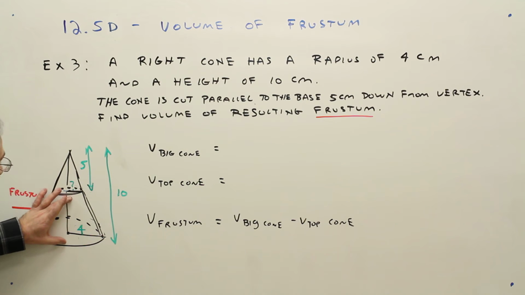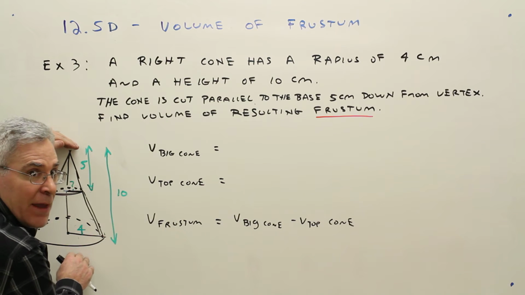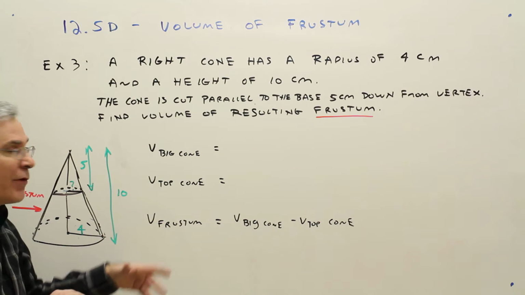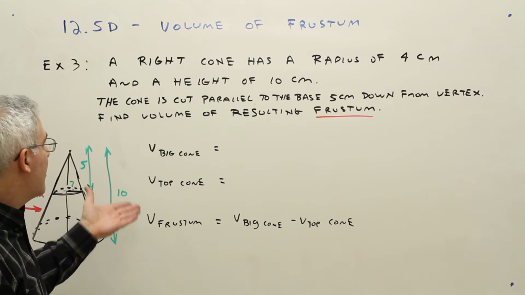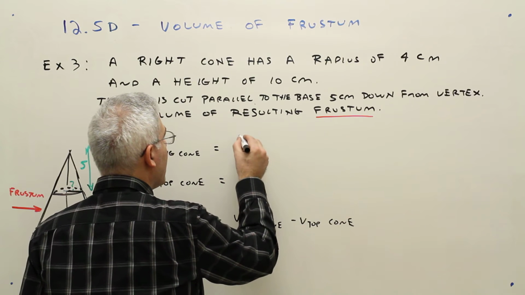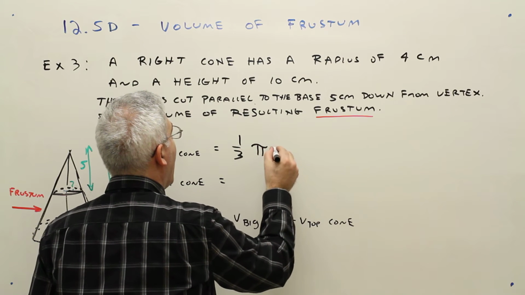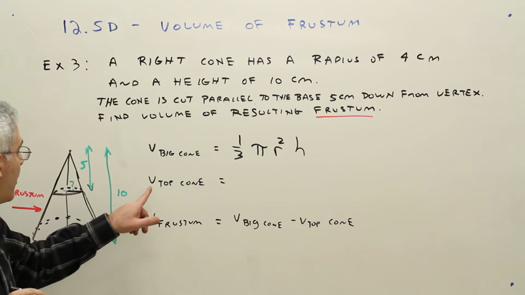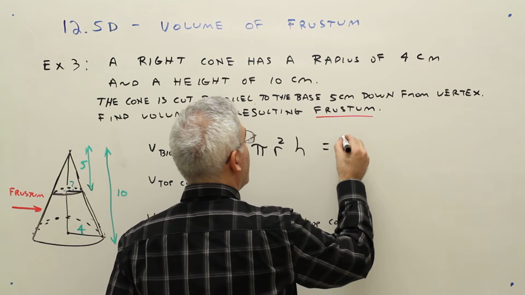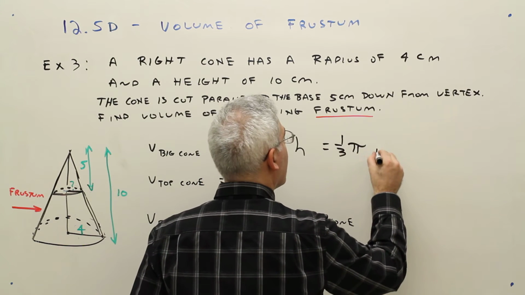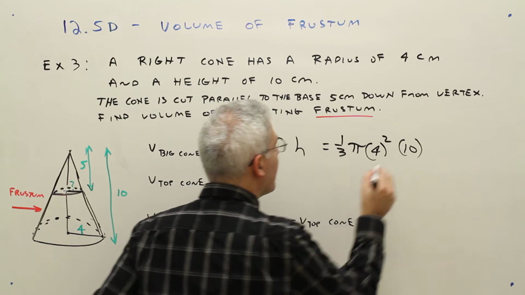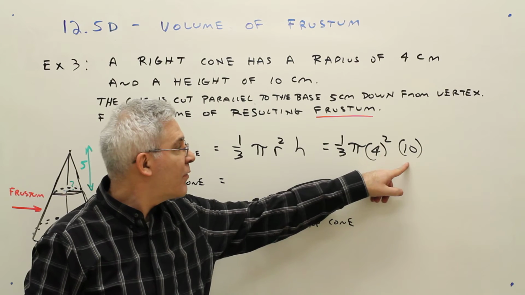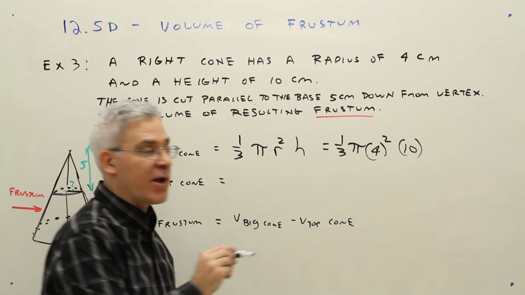So to find this, what we're going to do is find the volume of the big cone, subtract the volume of the top cone, and then the resulting volume will be that of the frustum. All right, so the volume of the big cone, volume is 1/3 pi r squared h. The radius is 4 and the height is 10. So that'll be 1/3 pi times 4 squared times 10. 4 squared is 16 times 10 is 160. So 160 pi over 3.